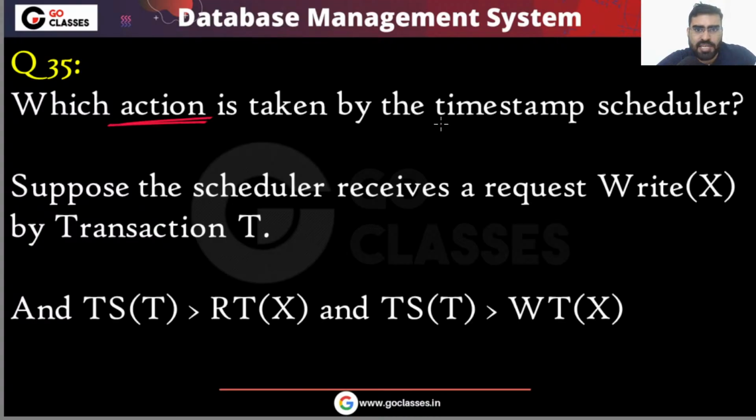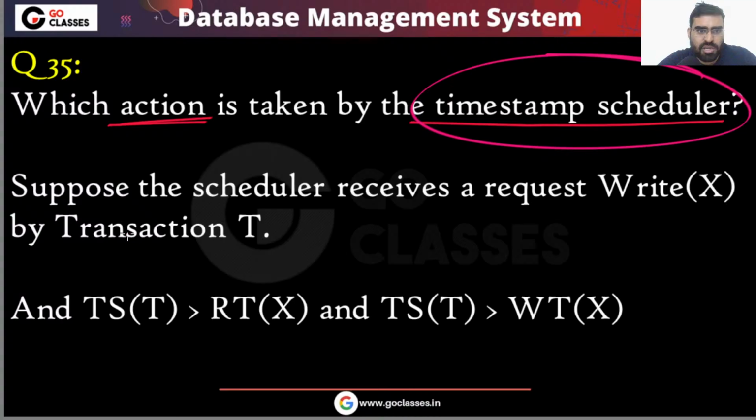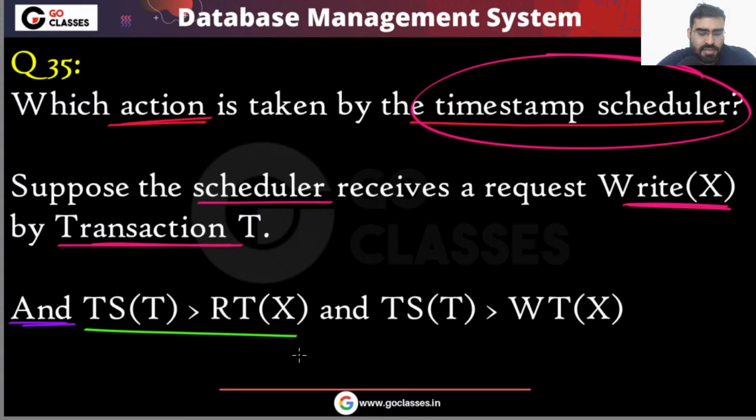Which action will be taken by the timestamp scheduler? I am asking for a timestamp scheduler. Scheduler receives a request write X by transaction T, and this equation is given to you. That timestamp is greater than this and timestamp is greater than this.